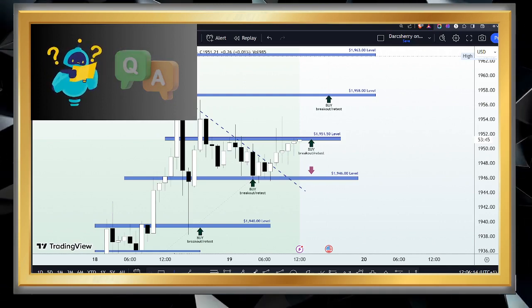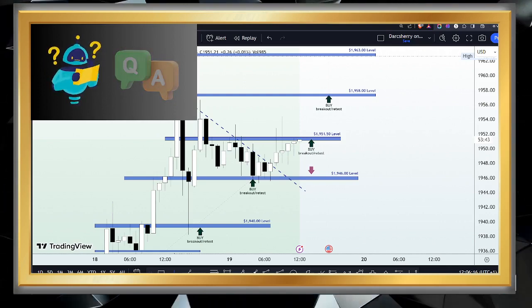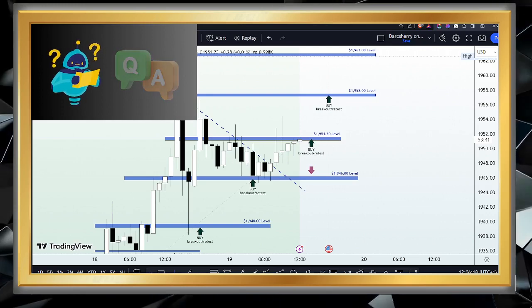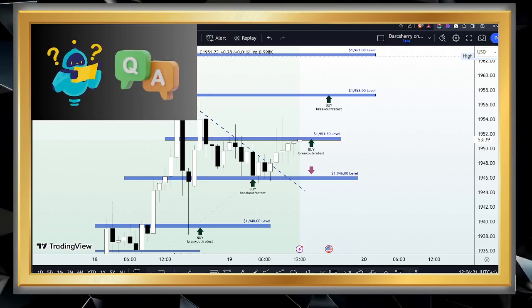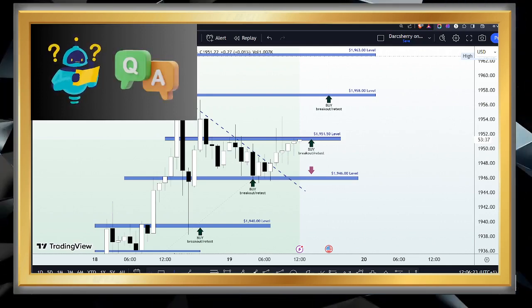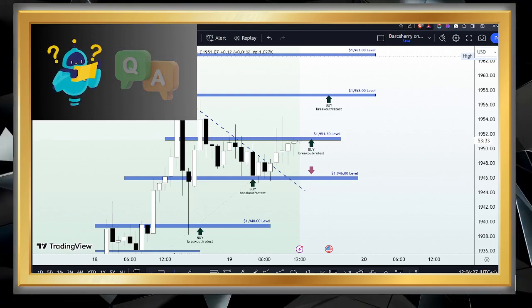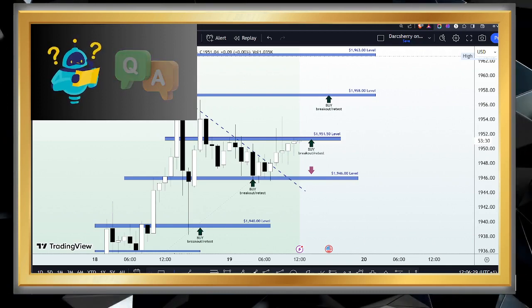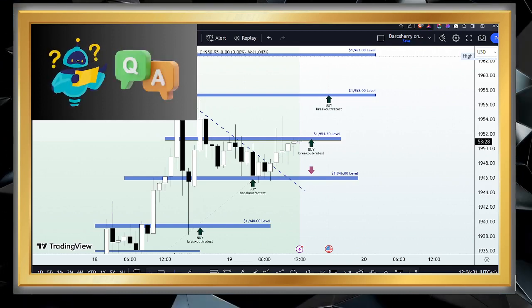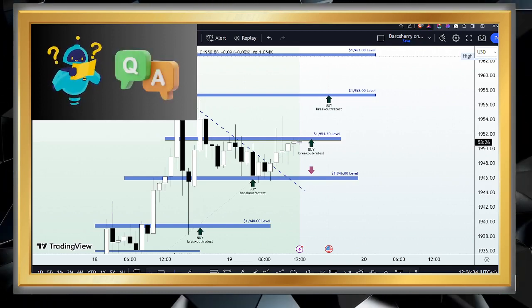So well done, guys. Let's allow our structures to mature. I do hope you are able to mark out these levels on your chart. Exercise patience. Let's allow the structures to mature before we jump into any positions here.